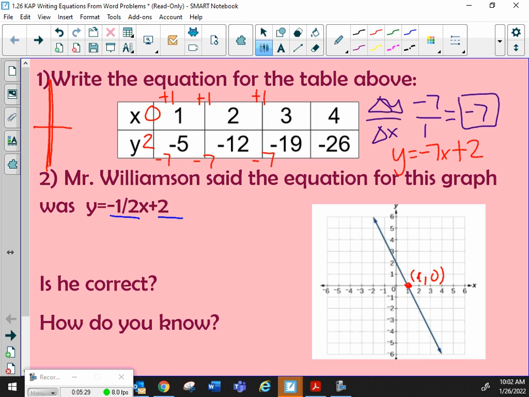Yes, because it's going through that, it's hitting at positive 2. So probably what's wrong is the multiplier, the rate of change, the slope. So let's figure out what happened and see if we can fix this mistake.